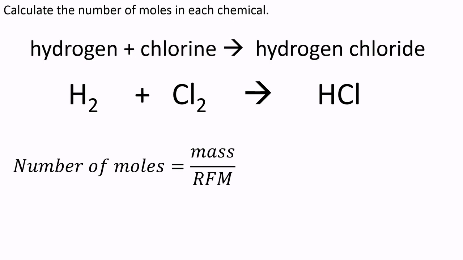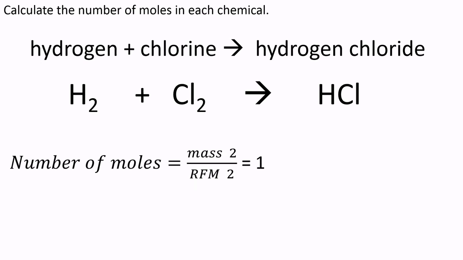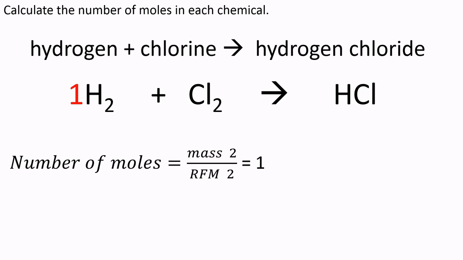Use that triangle that I gave you, mass over relative formula mass. Well, the question said it wanted 2 grams of hydrogen, and the relative formula mass of hydrogen is 2. So 2 over 2 is 1. So we put that little 1 in there.